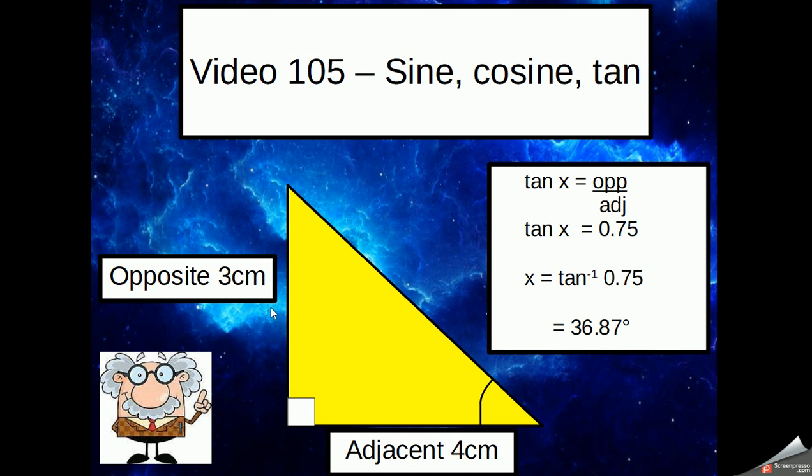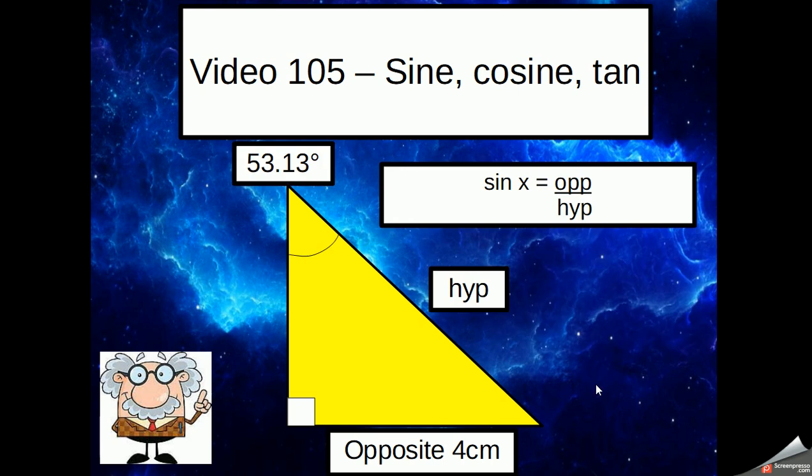I had two sides. I used the opposite over adjacent, the tan rule, and then used the inverse tan when I had the number. Let's have a look at another example. Here I've been given an angle and a side. I've got the opposite, that's 4 centimeters. My angle is 53.13, and I'm looking for the hypotenuse. Notice how I know it's the opposite, because it's opposite the angle I'm working with.